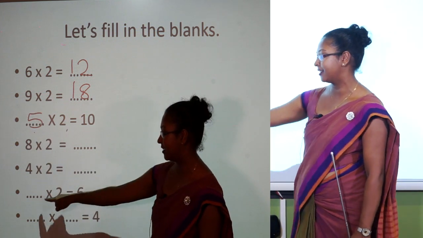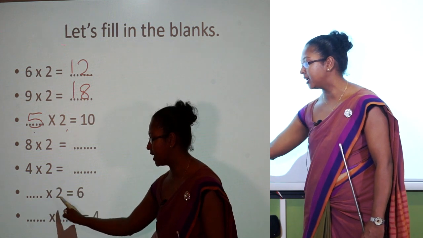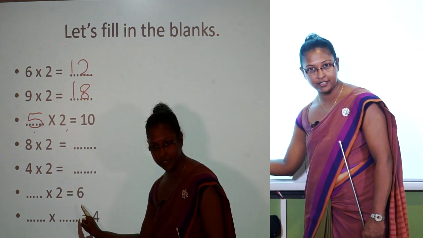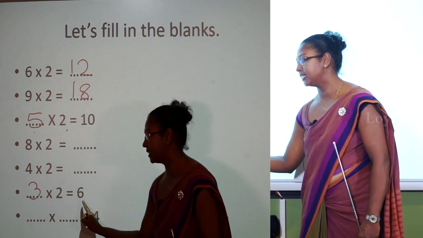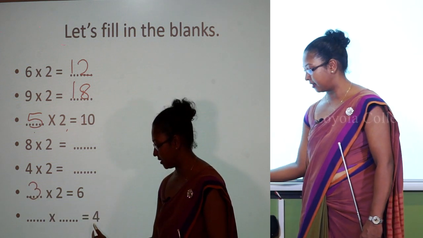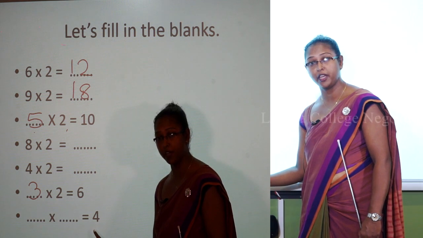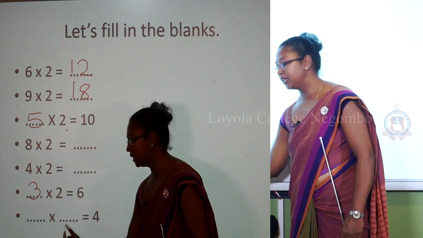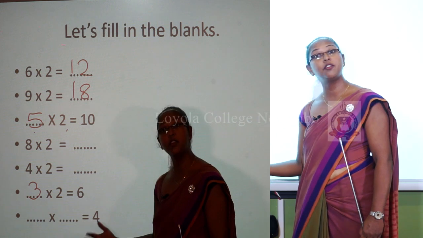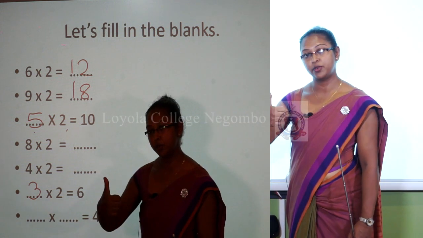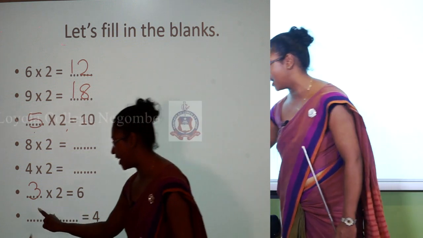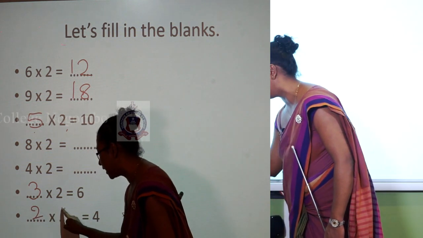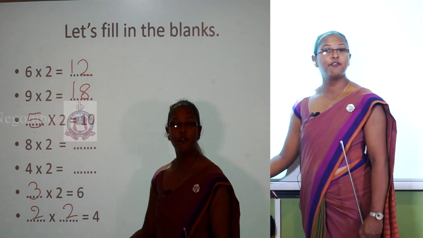Good. And here another one like that. How many times 2 is 6? That is 3 times 2 is 6. And here's another. The answer is 4. My goodness. Now both the numbers are missing. When do we get 4? 1 times 2 is 2. 2 times 2 is 4. Then the answer is 2 times 2 is 4.